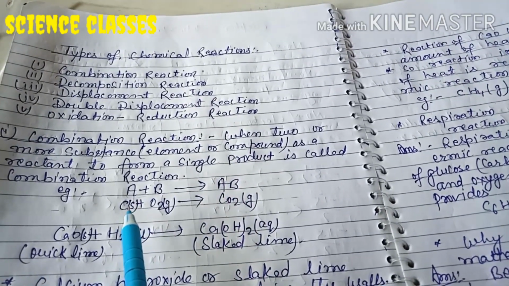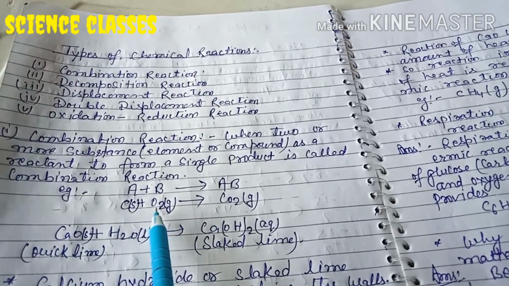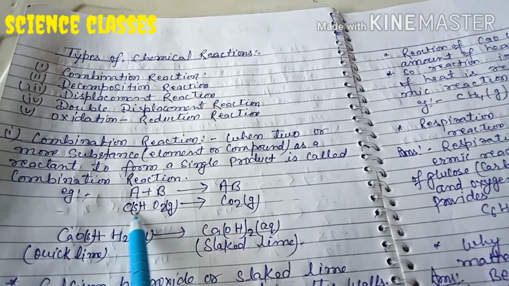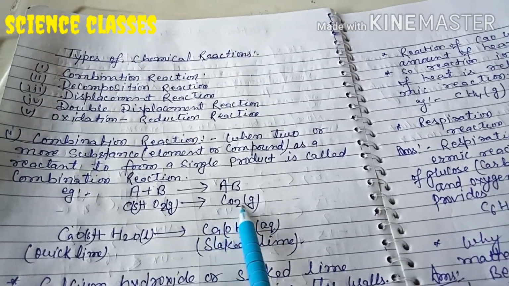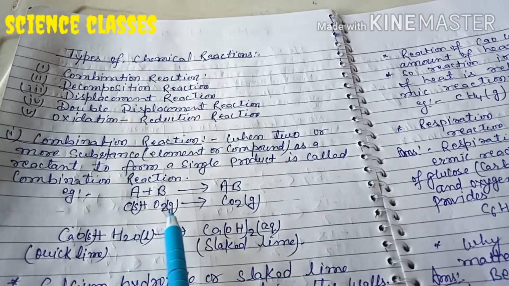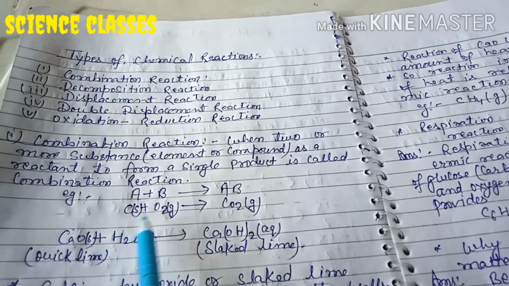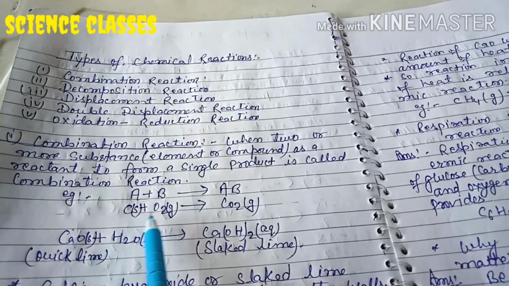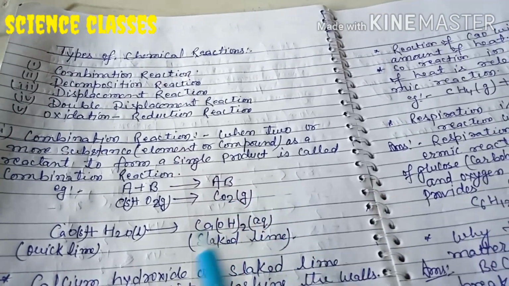One element we have taken here is carbon, and the other is oxygen. When both combine, they will form CO2 gas. Here I have written S, here G, here G. This is the physical state of the element. About this we will discuss later.